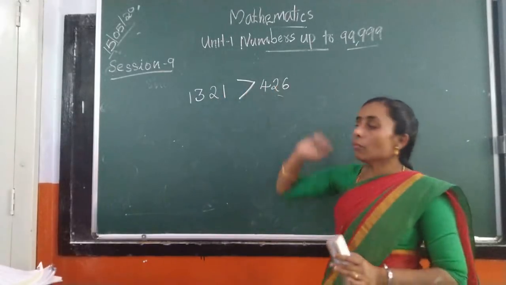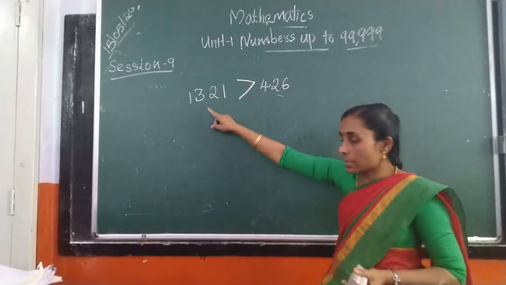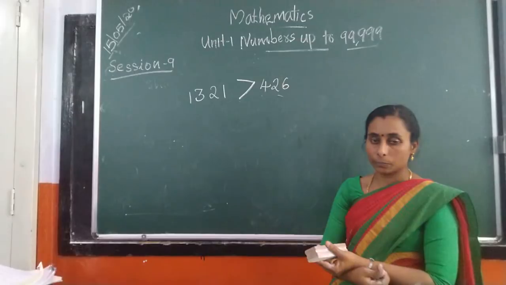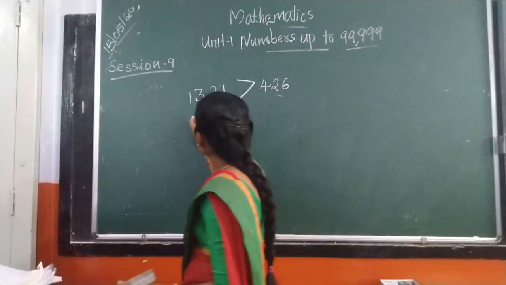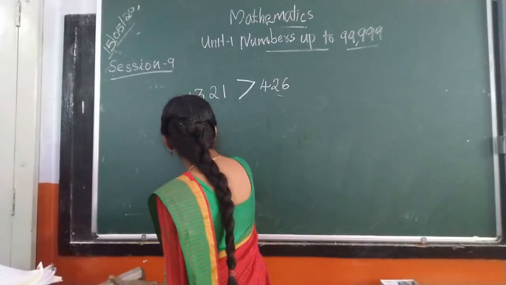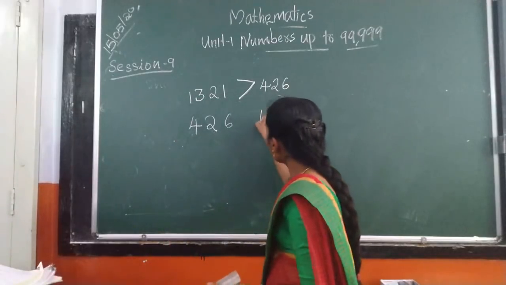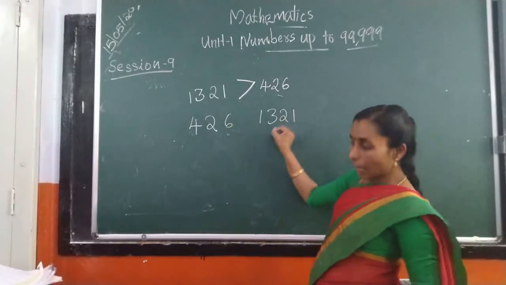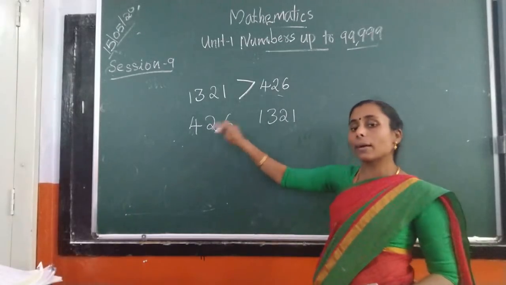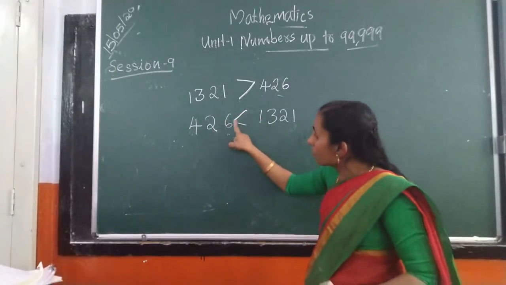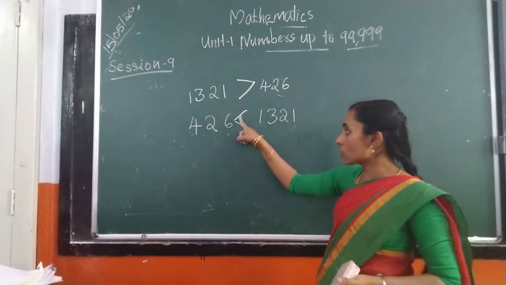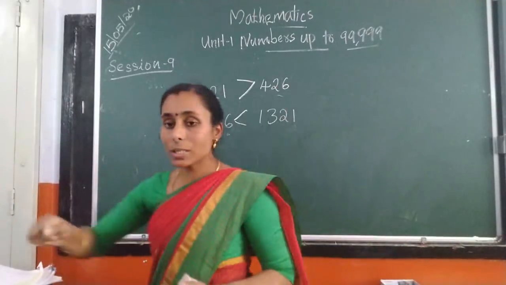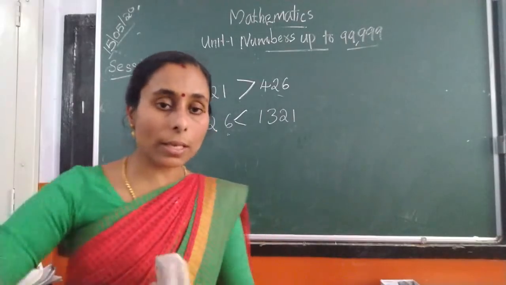How to read this? 1321 is greater than 426. Now I am going to write these numbers in reverse: 426 and 1321. 426 is smaller than 1321, because the small number comes first, so the closed part turns towards the smaller number. 426 is smaller than, or less than, 1321. Do you understand how to compare the numbers?